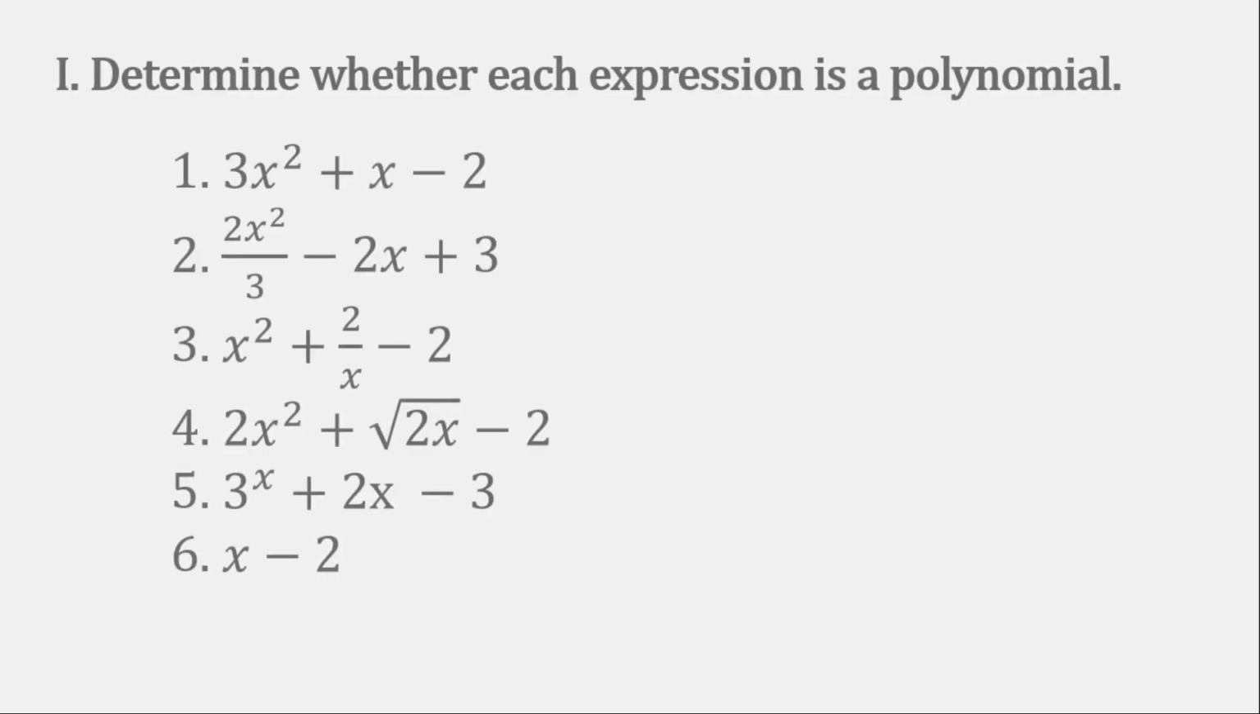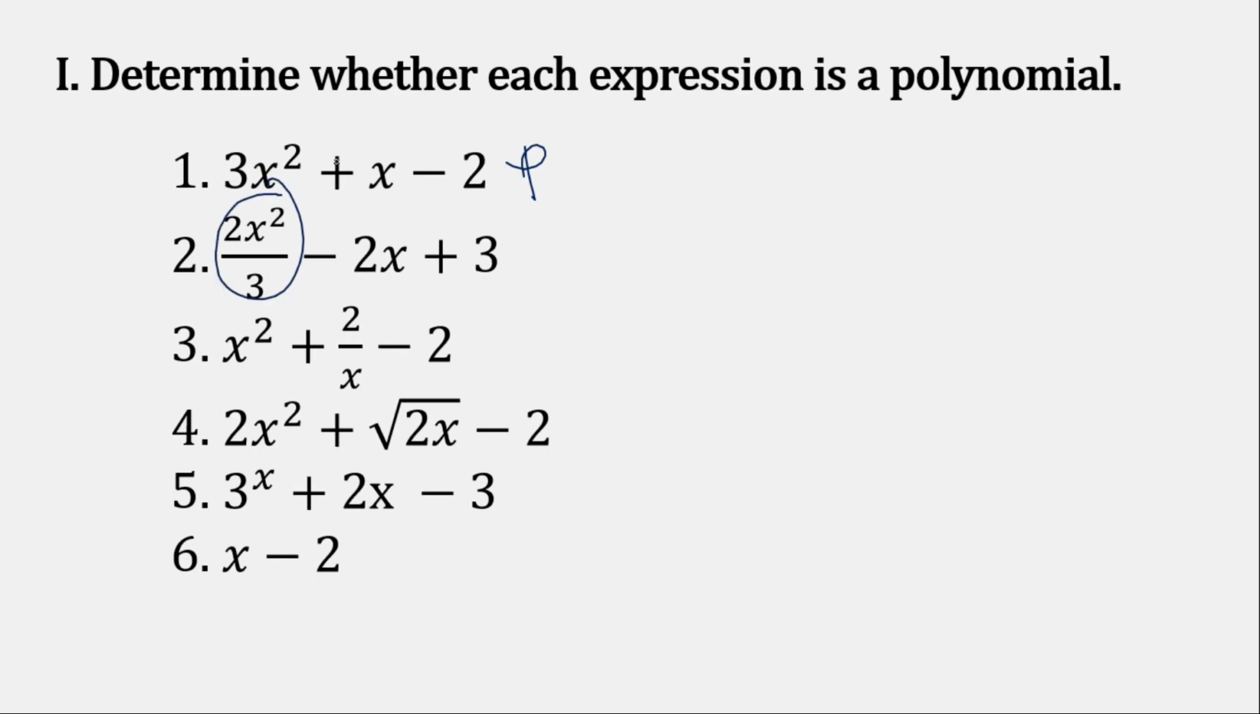Now let's determine whether the following expressions are polynomials. Number 1: all of them have non-negative exponents, so this is a polynomial. Number 2 seems confusing, but it can actually be written like this. This is considered a number part, x squared, so this is a polynomial as well.